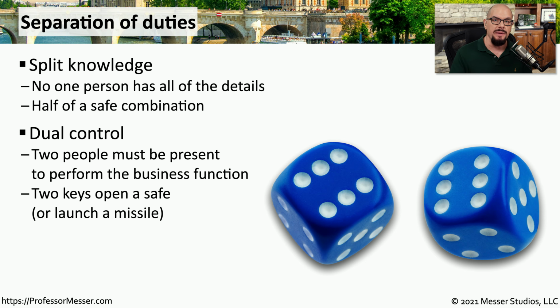This split knowledge could be implemented with dual control. This means that both of those people would need to be present at the same time to be able to complete that particular function. For example, you might have two keys that would open a safe, and both of those keys have to turn at exactly the same time.